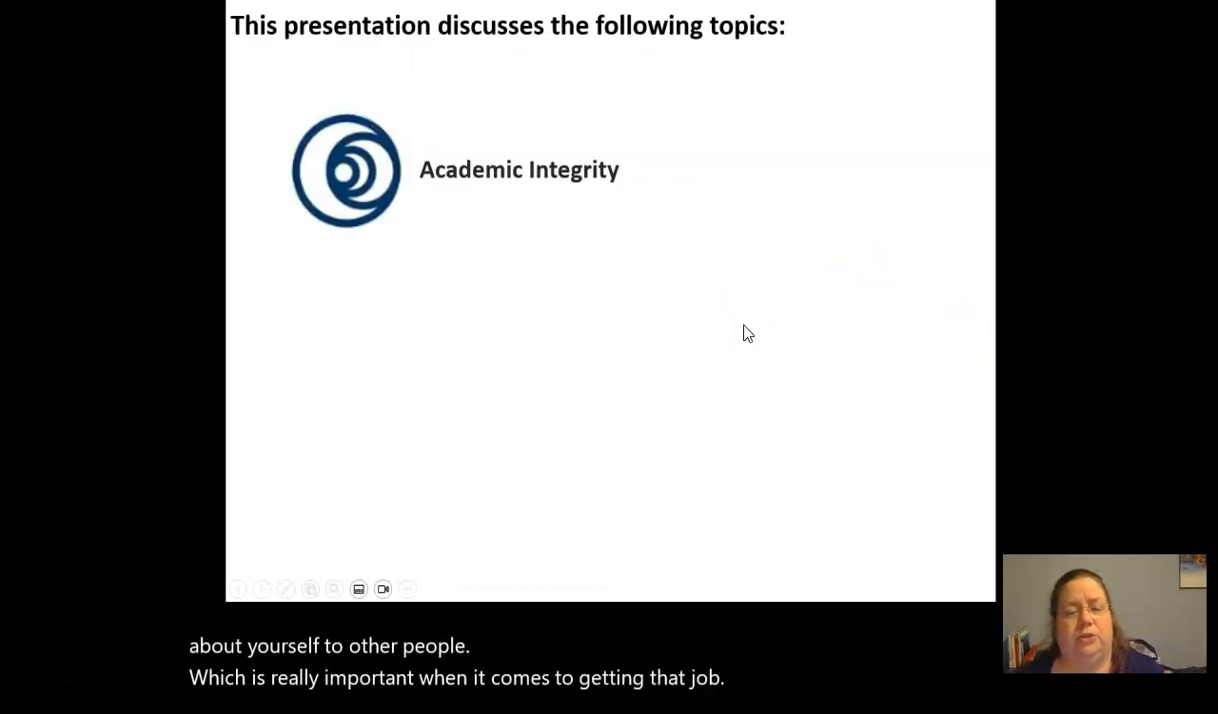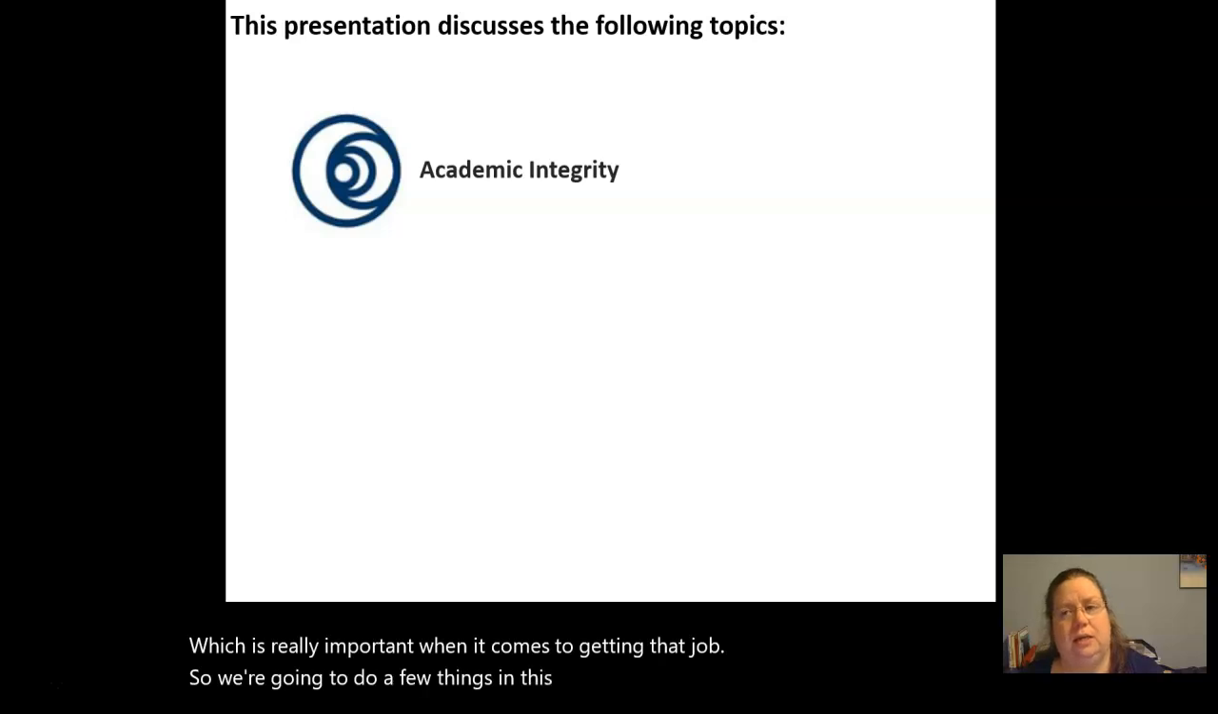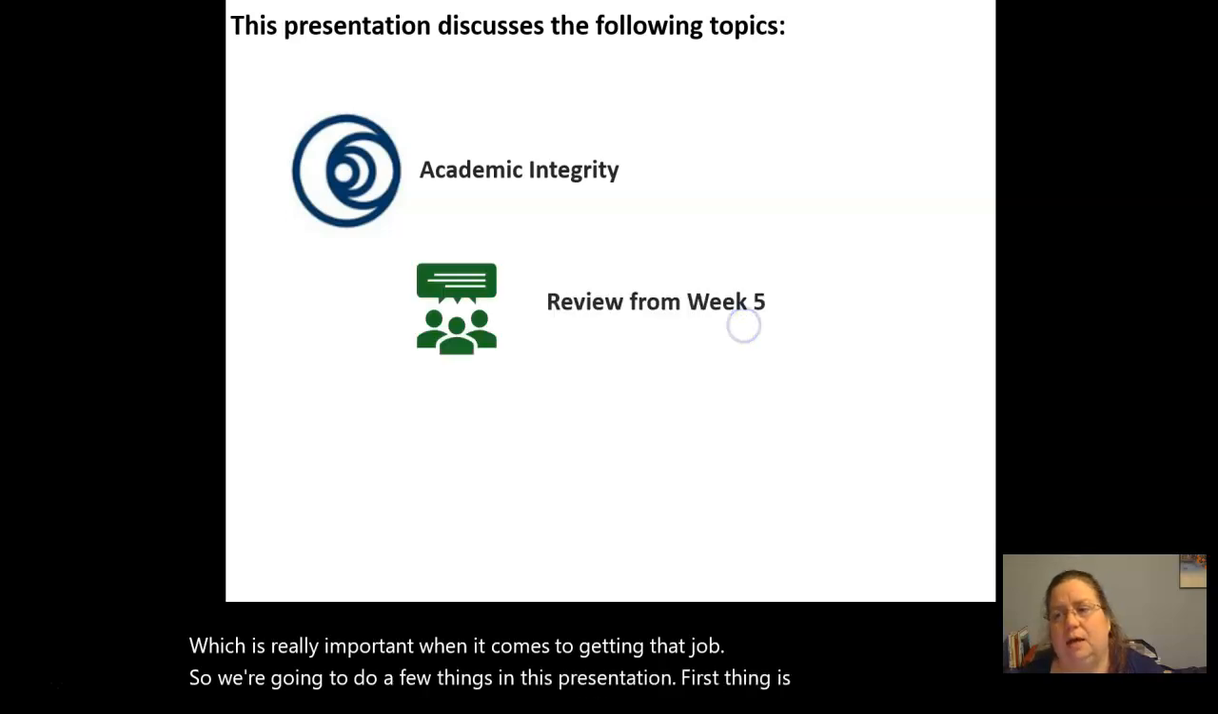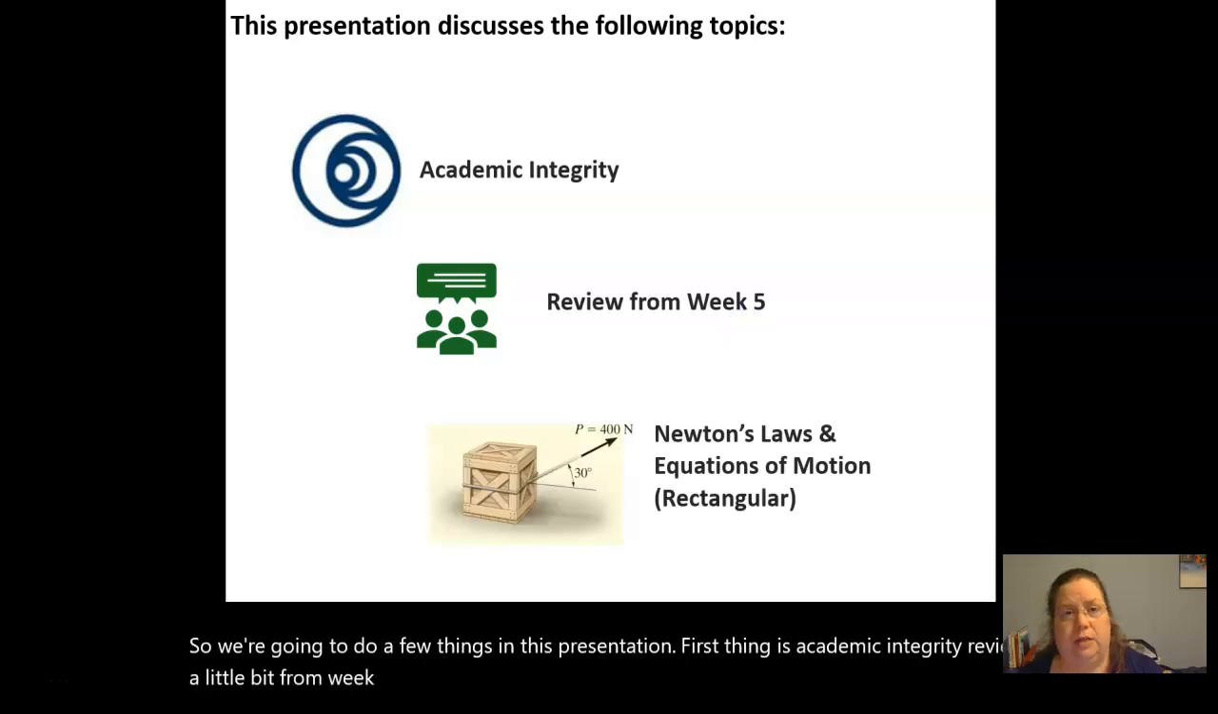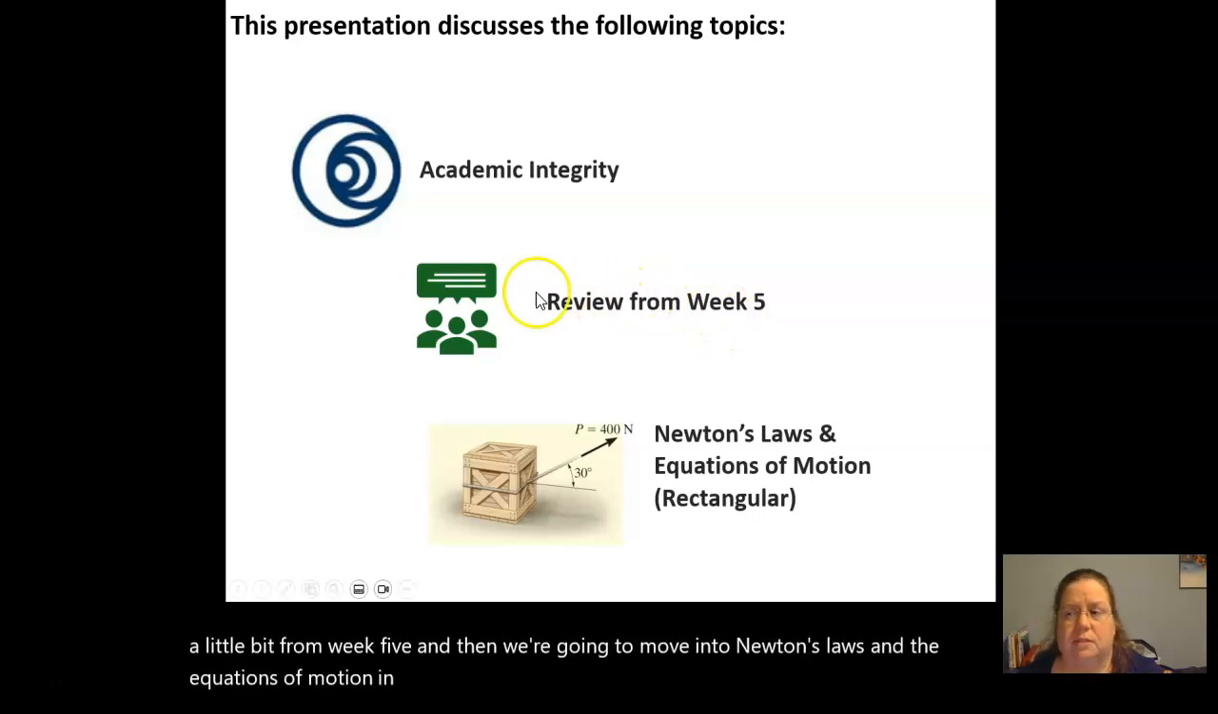So we're going to do a few things in this presentation. First thing is academic integrity, review a little bit from week 5, and then we're going to move into Newton's laws and the equations of motion in the rectangular coordinate system.